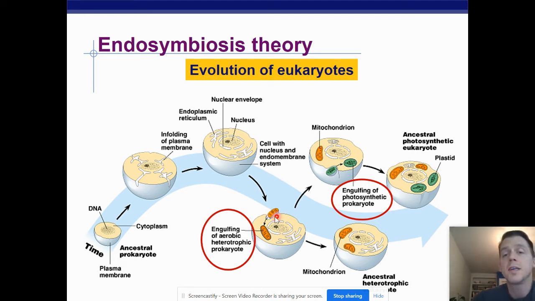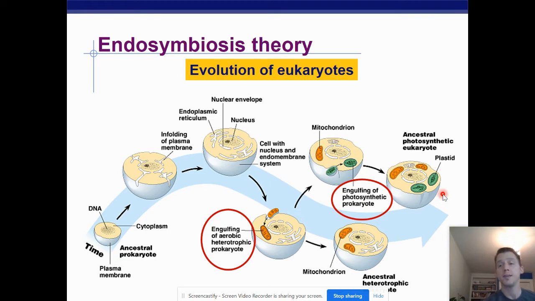Then the theory continues that some of these cells that now have mitochondria may have engulfed another prokaryote, and this prokaryote was photosynthetic, which means it took in sunlight and carbon dioxide and produced sugar. So this, again, would have been mutually beneficial. Producing sugar would have benefited the bigger cell, and the smaller cell would have benefited from the protection and raw materials. So now we have an early chloroplast. So the theory goes, that is how we have these two organelles.